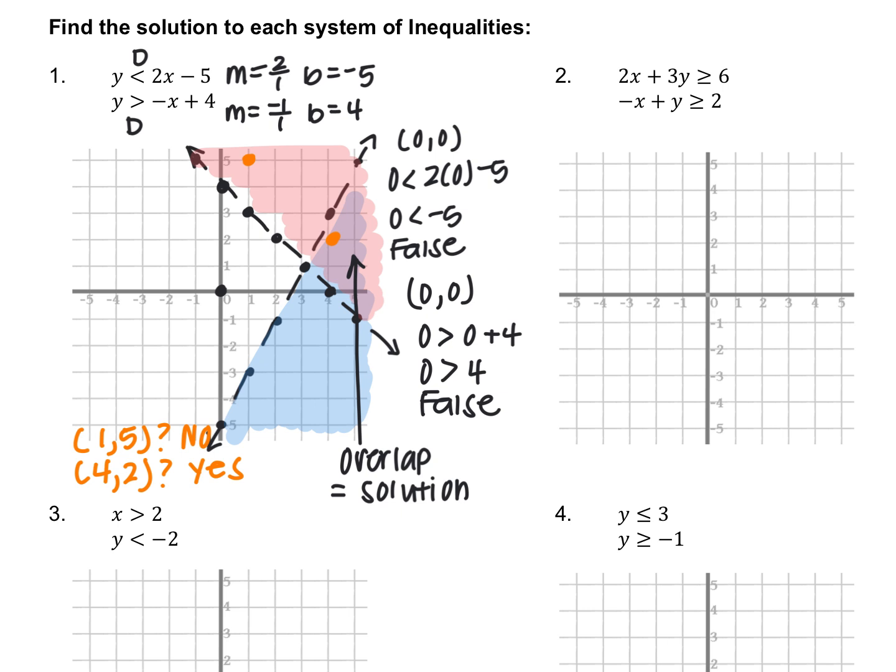Application wise, the point of this is for me to say, are these points in the solution? Are these points in the solution? And in the solution means are they in the overlapped area? That's why I graphed it. I said is 4, 2 a solution? If you go over to 4, up to 2, it's in the overlap. But 1, 5 is only in the red section, so it is not a solution. Okay, I want you guys to try number 2, but for number 2 you have to solve both equations for slope-intercept form. Ready, set, go.